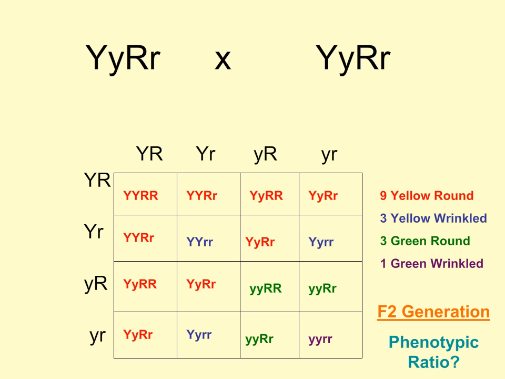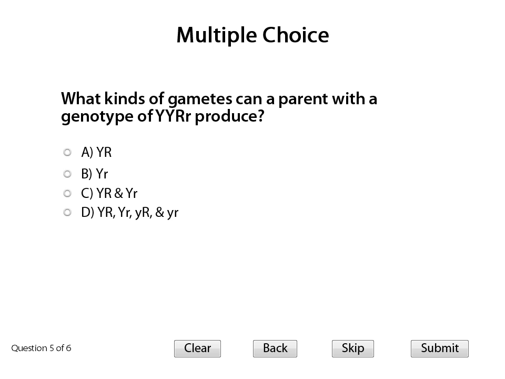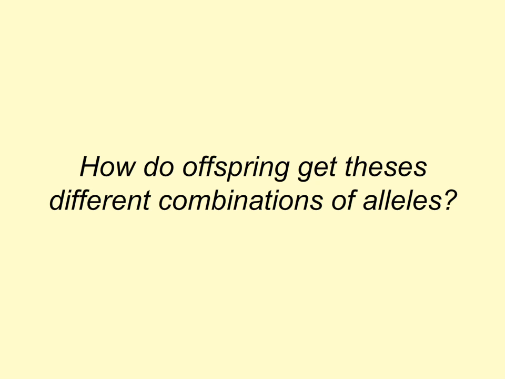And what would the phenotypic ratio of this F2 generation be? 9 to 3 to 3 to 1. And whenever we have a dihybrid cross and the P1 generation has one parent that is homozygous dominant for both characters, and the other parent is homozygous recessive for both characters, the F2 generation will always have this phenotypic ratio. How exactly do these allele combinations occur?